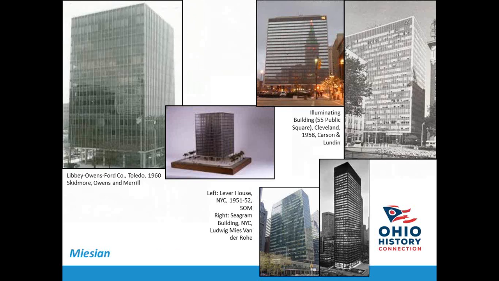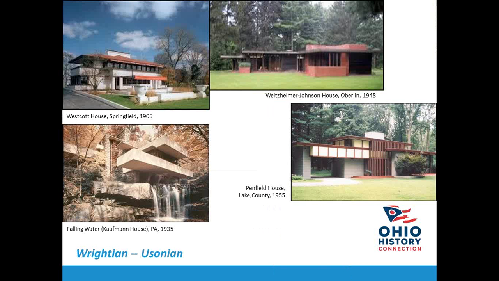So turning on to residential, Frank Lloyd Wright's contribution to modernism is clearly understood. It really is an evolution of his career. Of course, starting with his 20th century prairie-style houses, which Westcott House in Springfield is Ohio's example. We begin to see that idea of the open plan, linear, horizontal emphasis, use of natural materials.